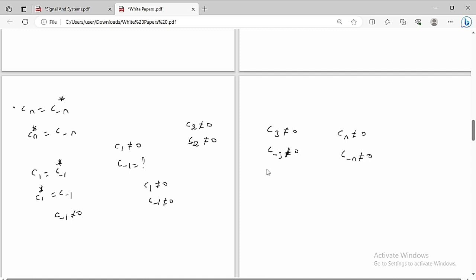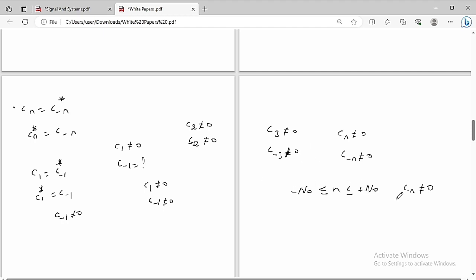So suppose from minus n0 to plus n0, Cn is not equal to 0. It means that for n0 it is not equal to 0, and for minus n0 also it is not equal to 0. Then only can we say the signal is a real signal. But if the range is different, it is a complex value signal.